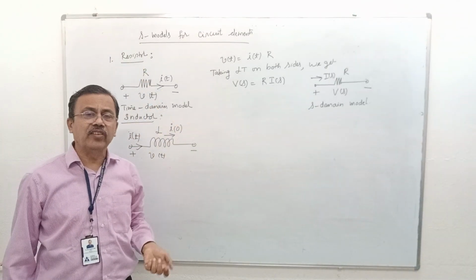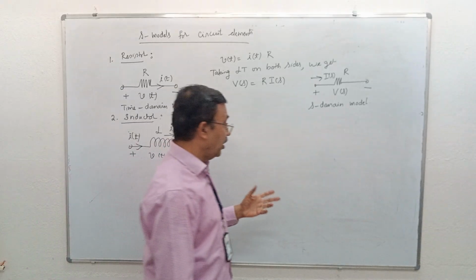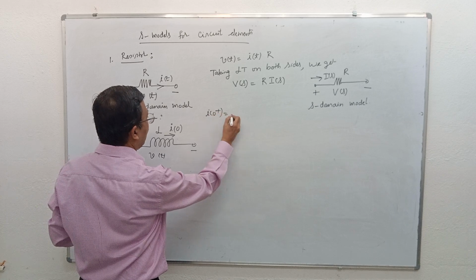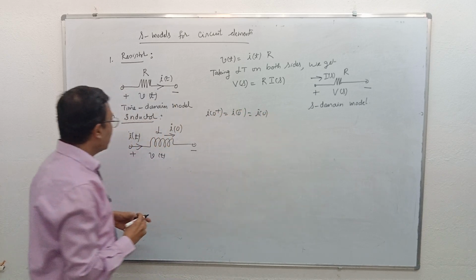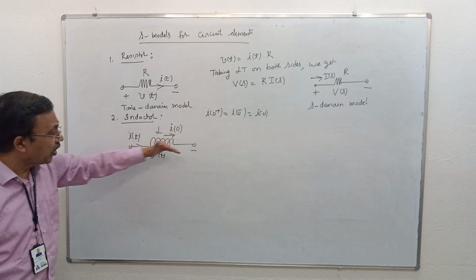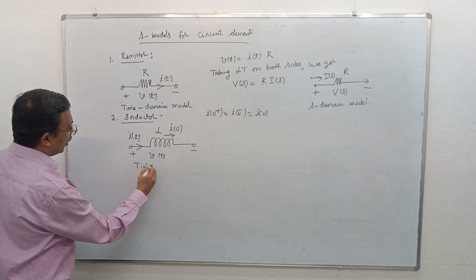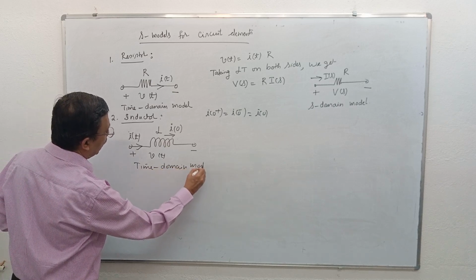You have been taught by your teacher earlier that the current through the inductor cannot change suddenly. That means i(0+) is equal to i(0-), which is equal to i(0). In other words, i(0) is the initial current through the inductor. This is the time domain model. What happens to the S domain model?